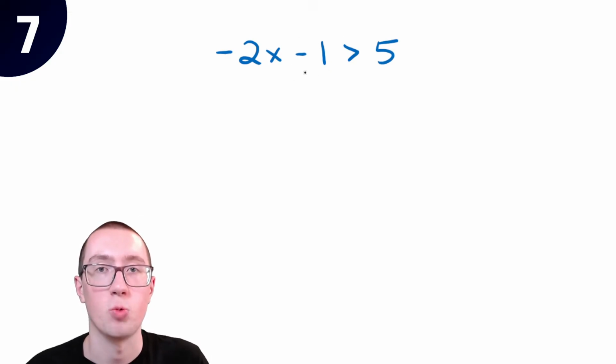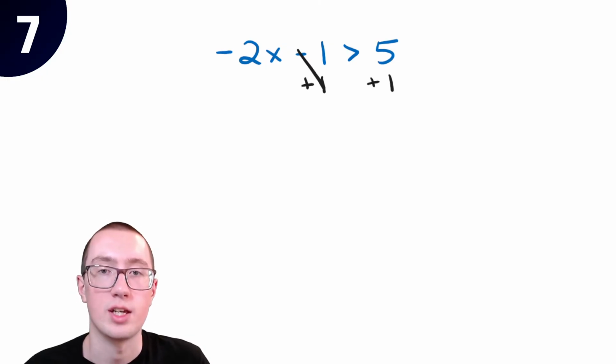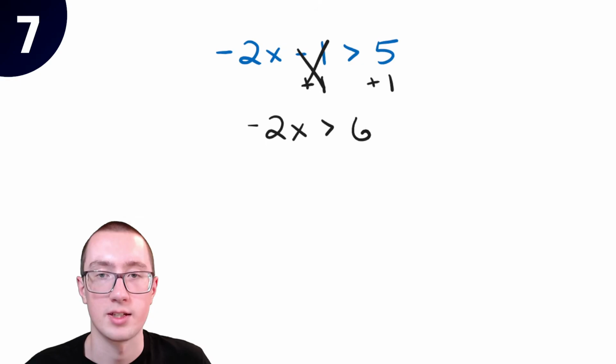And here I have a -1. So I'm going to do the opposite of subtraction, which is addition. So these cancel out. On the left side, we have -2x, and the sign is going to stay the same. And on the right side, we have 5 plus 1, which is 6.